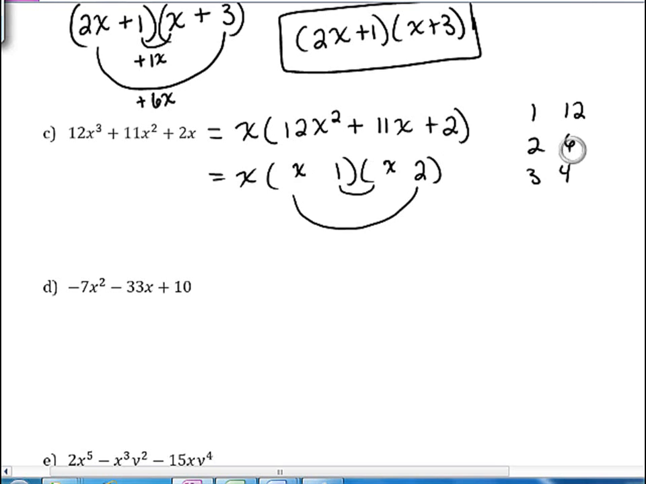So 1 and 12 didn't work, so now let's try 2 and 6. Now when I multiply my inners, I get 6x, and when I multiply the outers, I get 4x. And again, there's no way to create an 11 with 6 and 4, so this is also not the correct way to factor this. So we need to try this again, and maybe it's 6x and 2x.